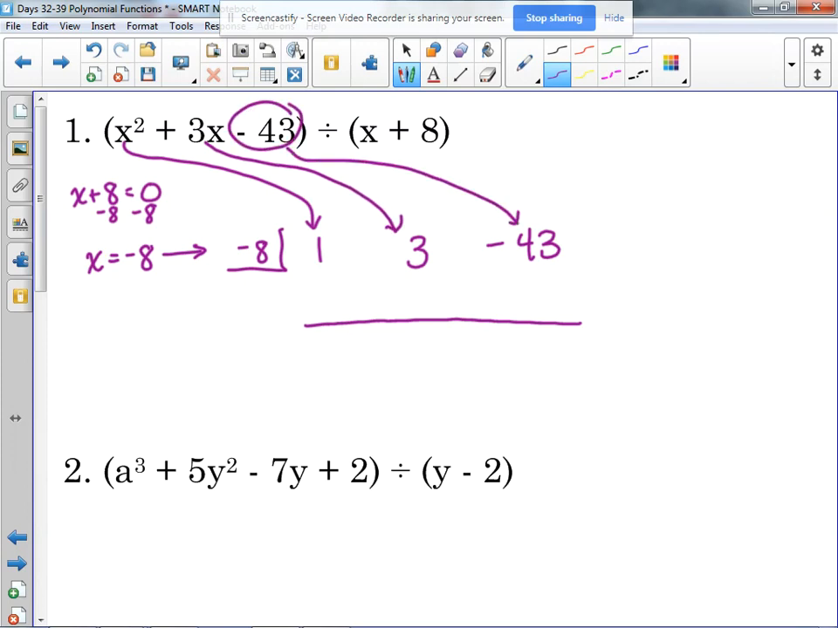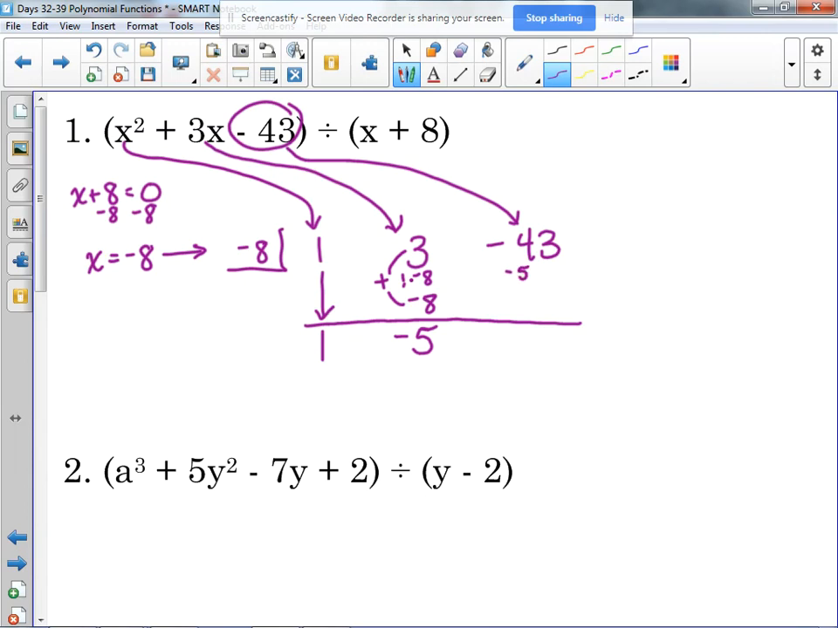Don't lose the negative. Bring down the first coefficient. Always, always, always that first coefficient comes down. Bring down the 1. We multiply what's under the line by what's on the shelf. So 1 times -8 is -8. We are adding 3 plus -8. That gives us -5.